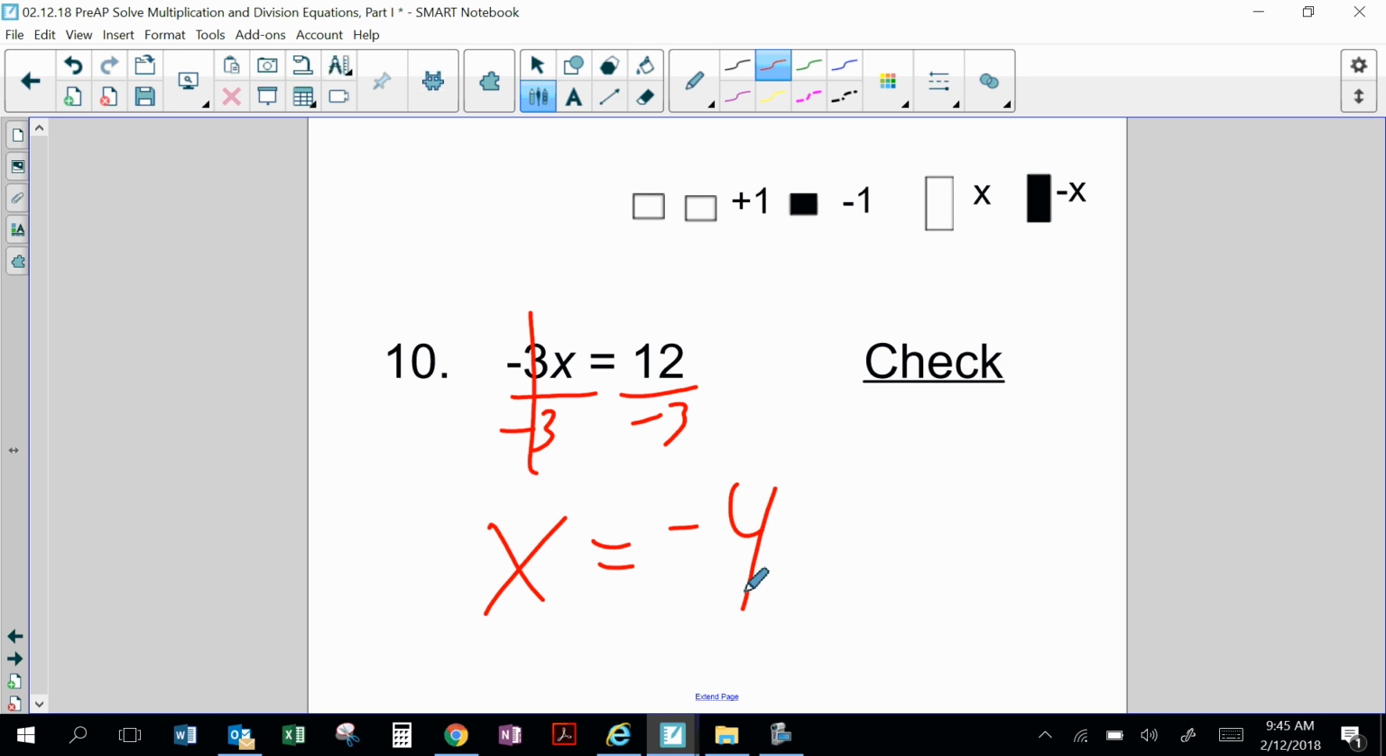So please tape your notes to page 53. And then for the rest, if there's extra time, and I'm not sure that there will be, you can do your homework.